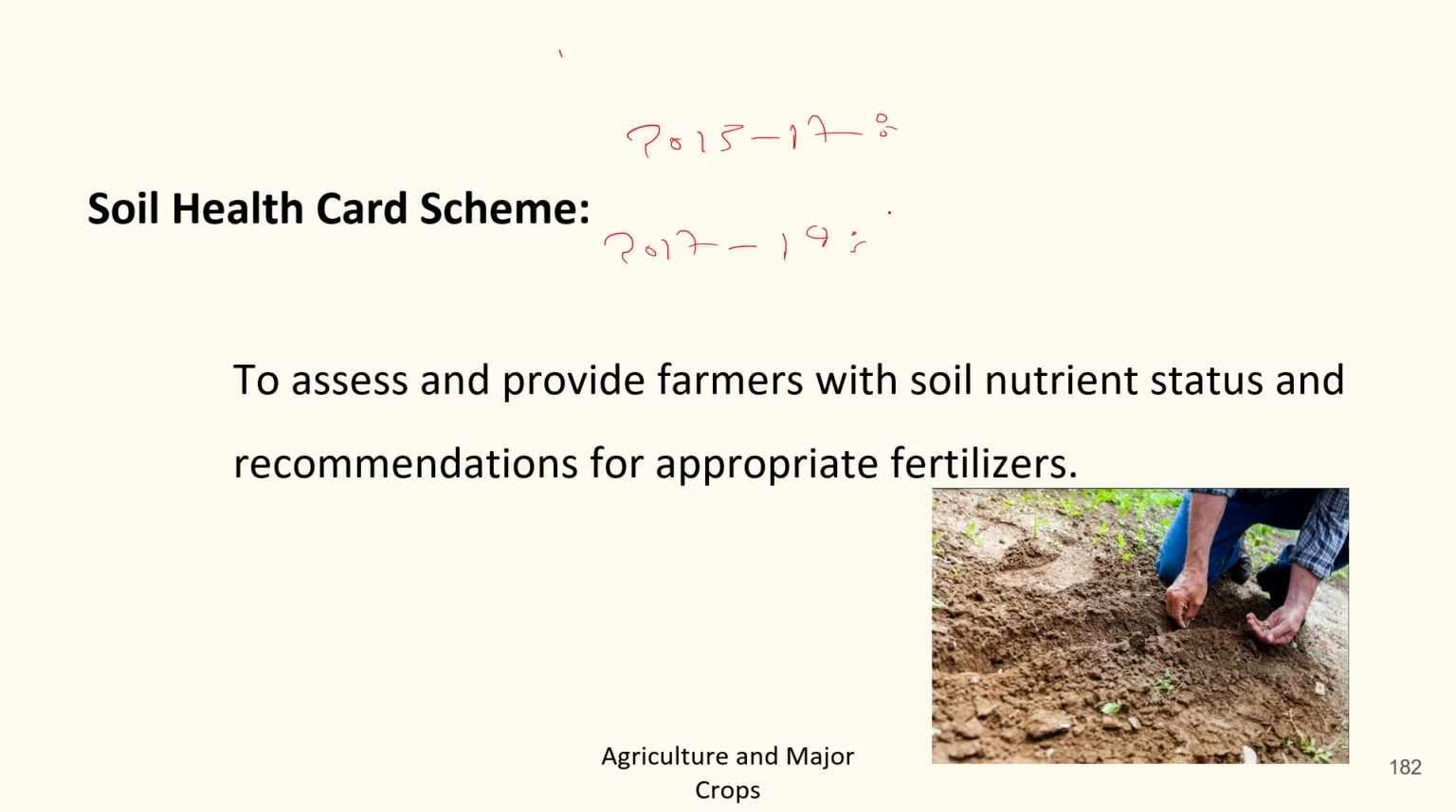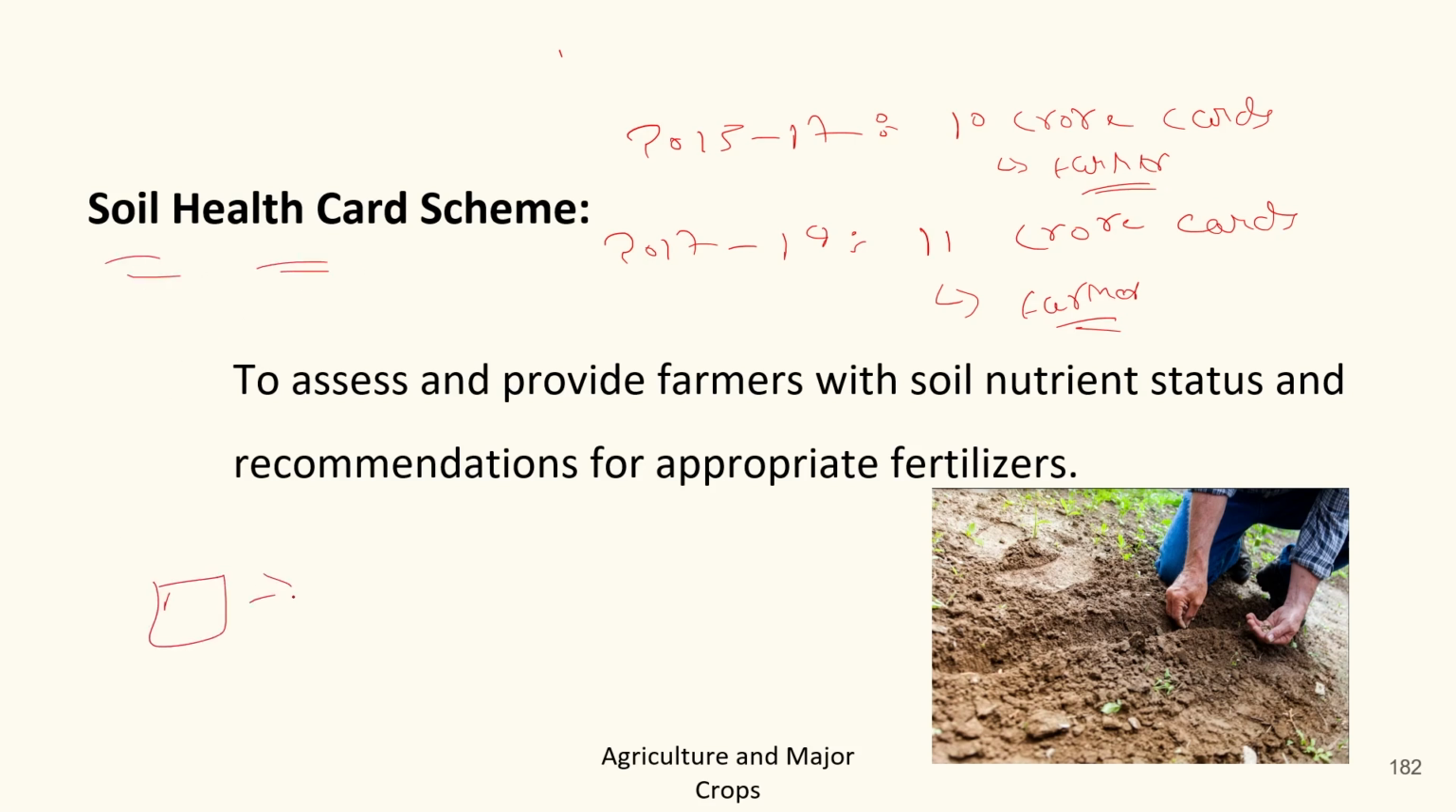In the first phase, there were 10 crore cards, and in the second phase there were 11 crore cards, roughly rounded off. So in the first phase, 10 crore farmers benefited, and in the second phase 11 crore farmers benefited. Getting a soil health card means they got a card about the soil on which they were harvesting. Okay, so this is about the soil health card.